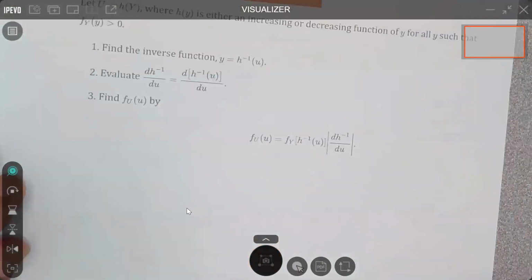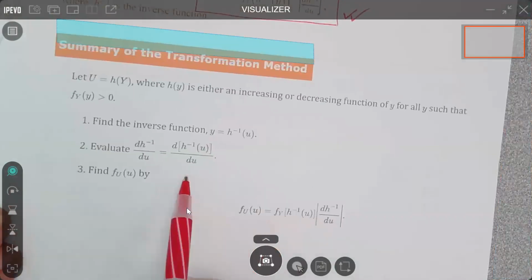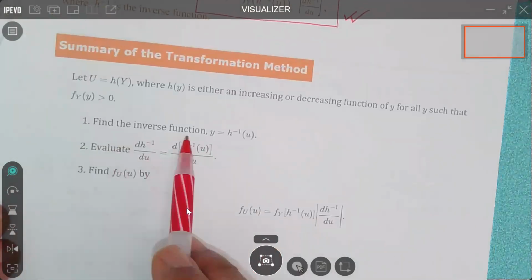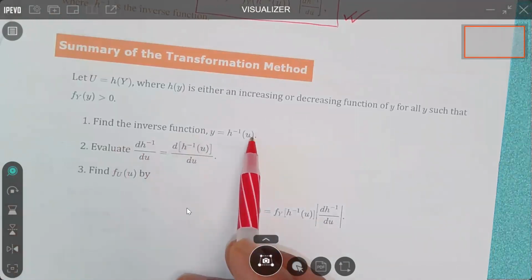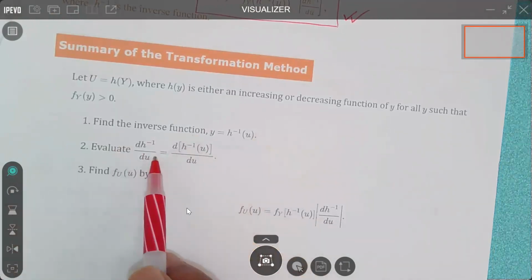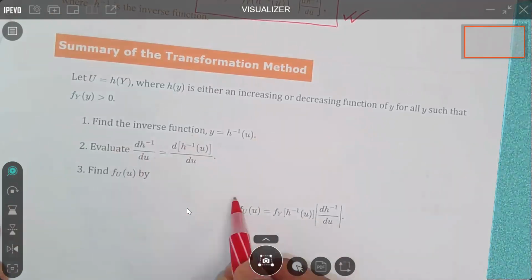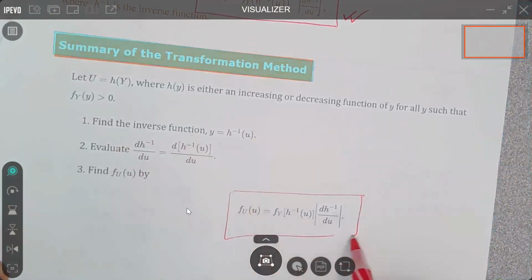Now the steps here are the same steps that we have been following in our problem. Find the inverse function, take the derivative, then use this formula here. That's the steps we are doing.